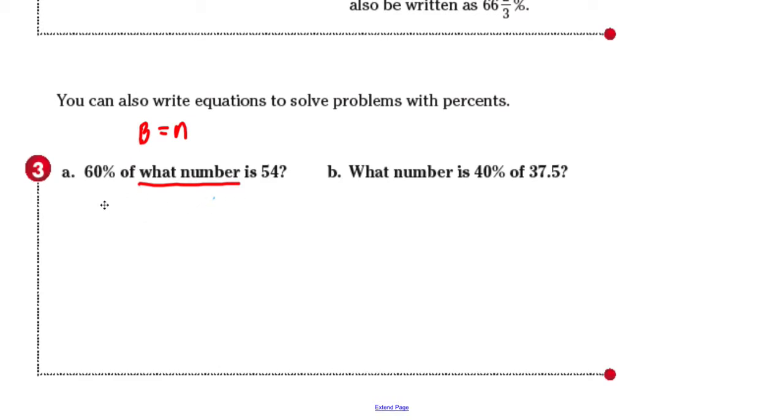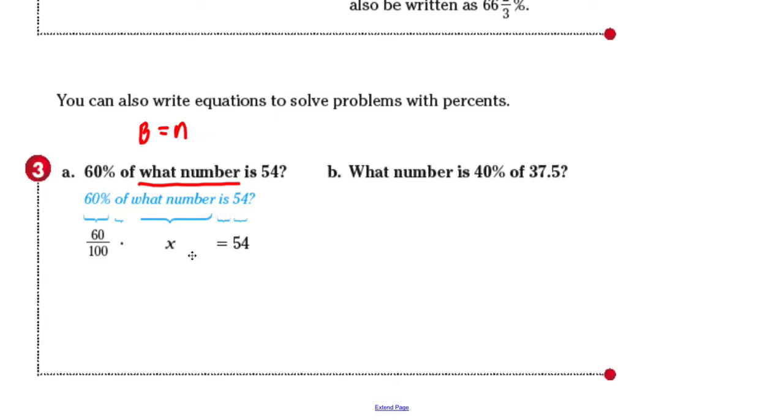So 60% is right here. Of is always multiplication. So 60% is 60 over 100. Of is translated as multiplication. What number is always x or n, doesn't matter, is 60, is 54.